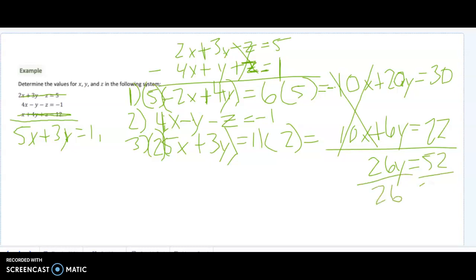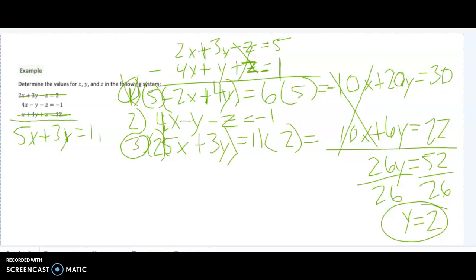Divided by 26. By 26. Y equals 2. Now we have our first variable. Okay? So once we have our first variable, we want to go back in and plug this first variable into our new equation 1 and new equation 3. Okay, plug it in for y. Actually, no, you don't have to do it by both of them. You can just do it by either one you want. So let's do it by 3.